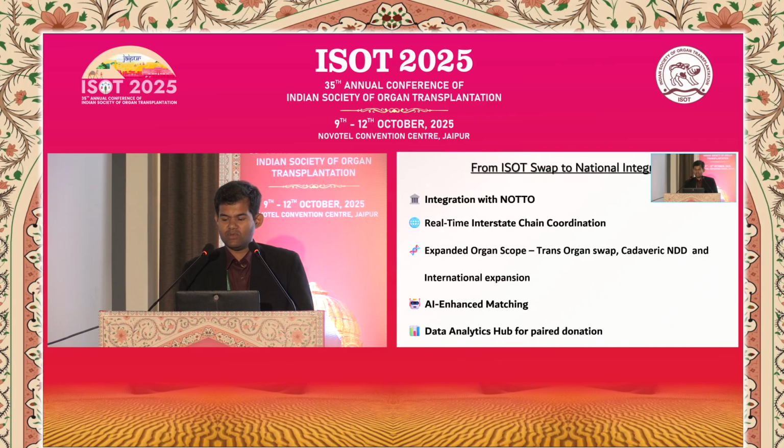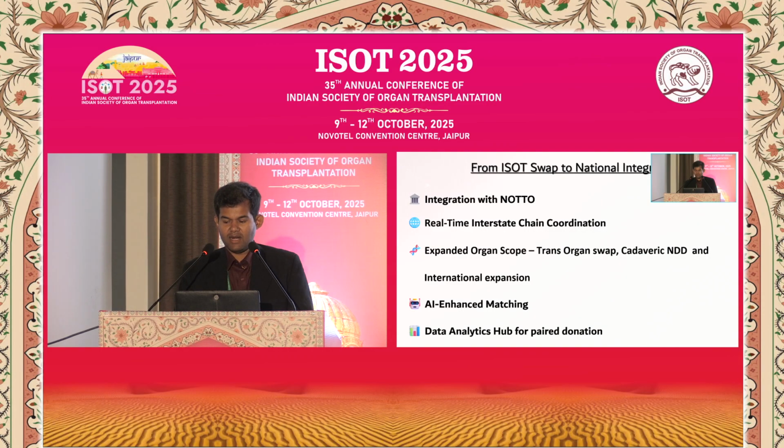Going forward, ISOT swap is transitioning from a proof of concept platform into a national integrated system under NOTTO. The entire framework, algorithm, code and workflow has been handed over to NOTTO, who are in the process of revamping and integrating it into a national platform for seamless interoperability and oversight. With NOTTO at the helm, the system will enable real-time interstate coordination, automatically notifying the heads of SOTTOs and ROTTOs, drastically reducing the current approval delays and allowing chains to proceed quickly and transparently.